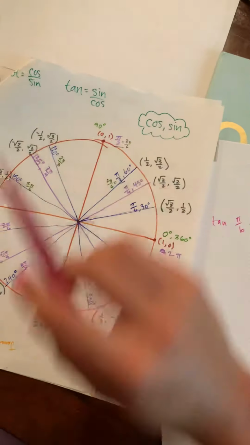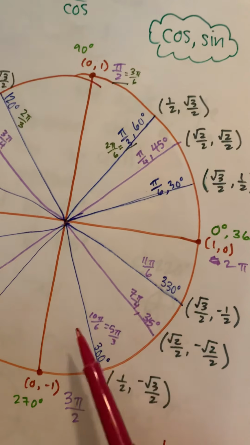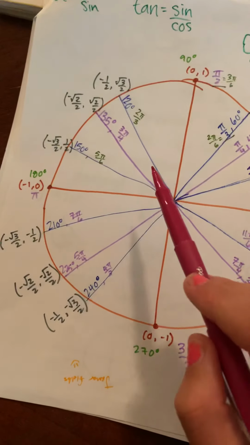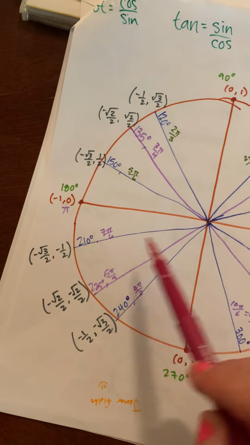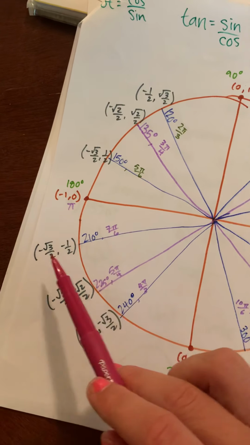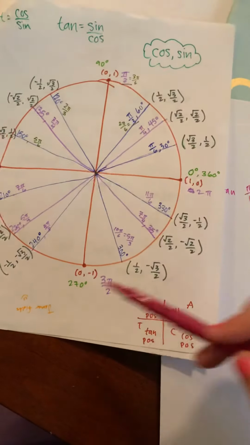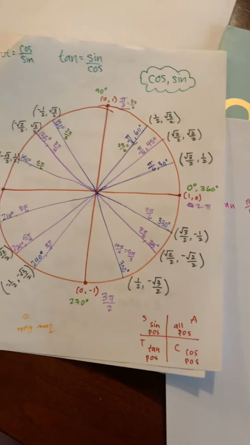The tangent is a little bit more complicated. What's the cosine of 7 pi over 4? Root 2 over 2. What's the sine of pi? 0. What's the cosine of 7 pi over 6? Negative root 3 over 2. You literally plug in those values. Tangent, you take them and you have to divide.